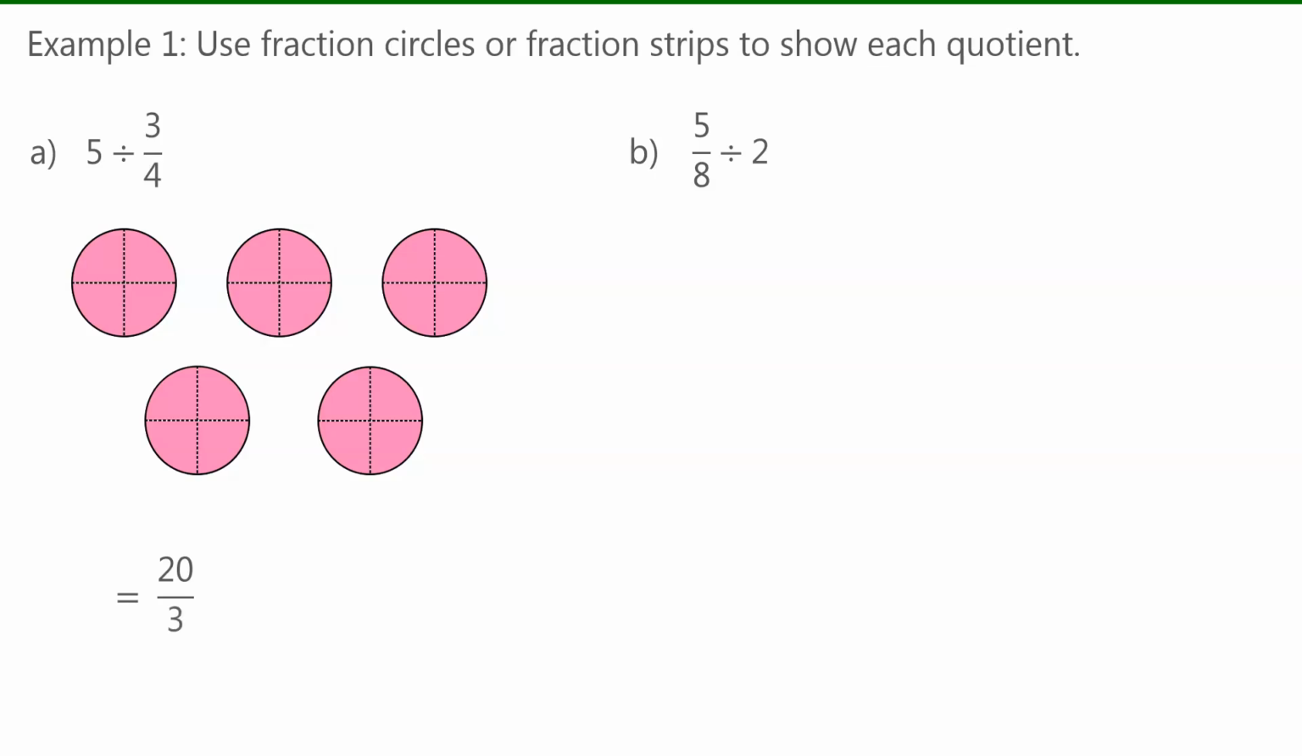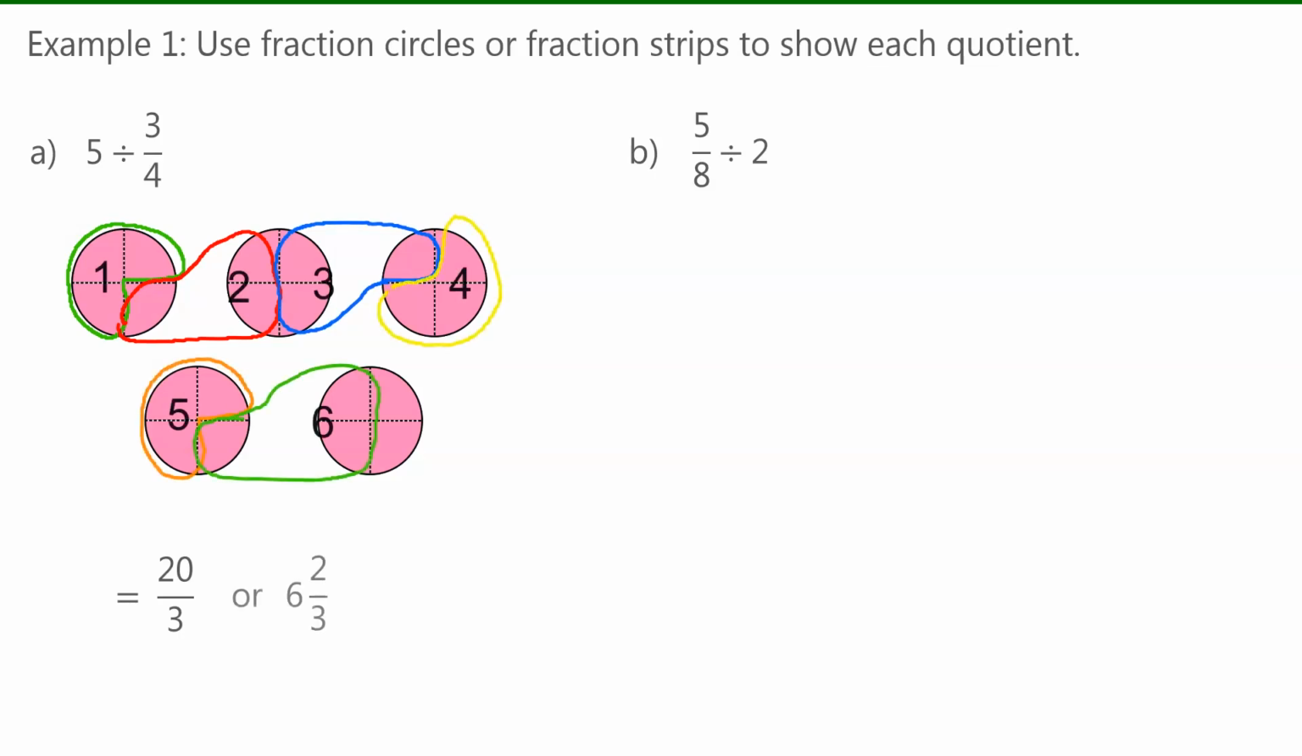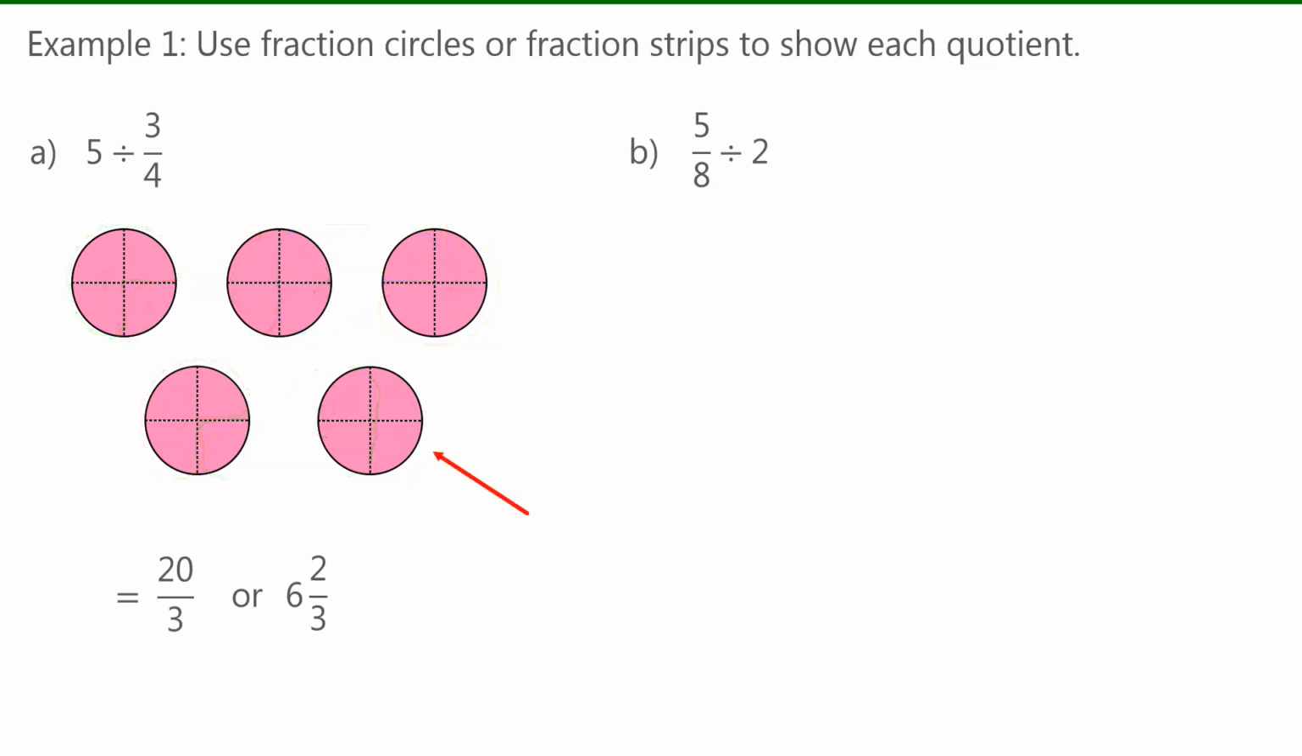Now, to look a little more closely, if I want to try to form groups of 3/4, then I can go ahead and do that. So I can circle 3/4 here, and another 3/4 here, and I can continue on. When I do that, I can see that I have 6 groups of 3/4, and then there's 2 pieces left over. That means there's 2 pieces left over out of 3 possible pieces in a group. So 20 over 3 is the same as 6 2/3.